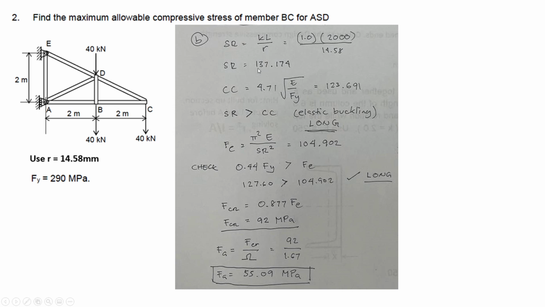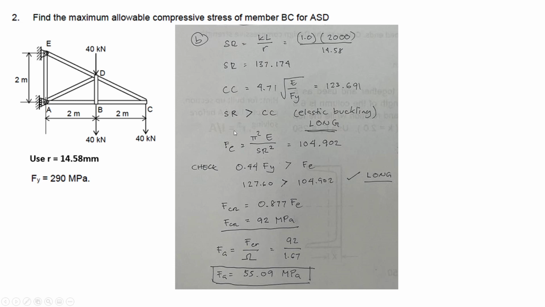Next, we solve for Cc. This is used to compare whether the section is long or short. So Cc is 4.71 square root of E over Fy. If E is not given, it is automatically 200,000 MPa or 200 GPa, divided by Fy, which is 290. Okay? So that is equal to 123.691. Comparing values, if the SR is bigger, it is automatically long.